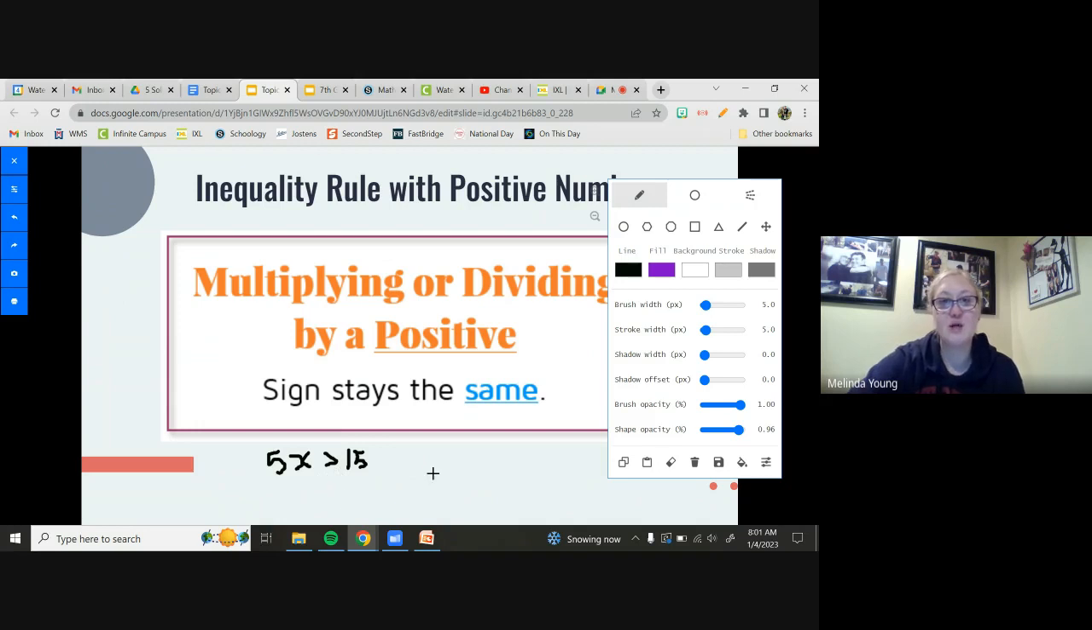This also applies if I had 3x is less than negative 18. Because the number with the variable, this 3, is positive, we are still going to keep the inequality sign the same. The number that's by itself can be positive or negative, that does not matter. So that first rule: multiplying or dividing by a positive number, the sign stays the same.